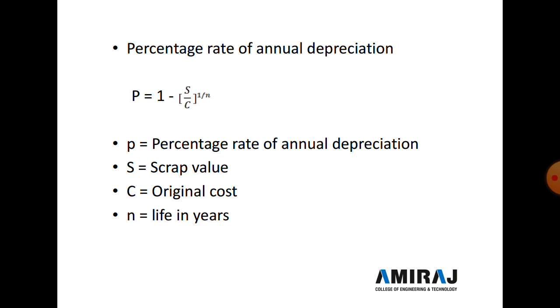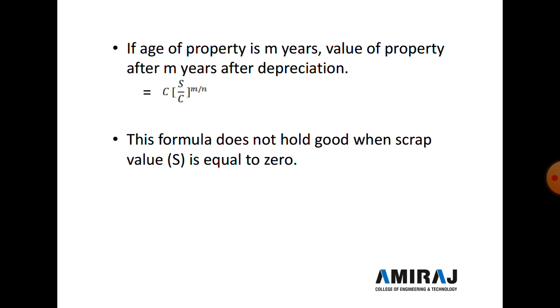So the percentage rate of the annual depreciation, P, is equal to 1 minus (S divided by C) raised to 1 by N. So P is the percentage rate of the annual depreciation, S is the scrap value, C is the original cost, and N is the life in years. And if the age of the property is M years, the value of the property after M years of depreciation is C times (S divided by C) raised to M by N, and this formula does not hold good when the scrap value is equal to 0.